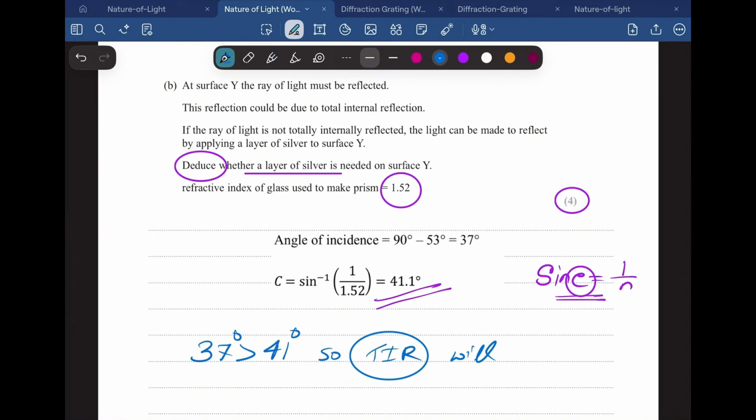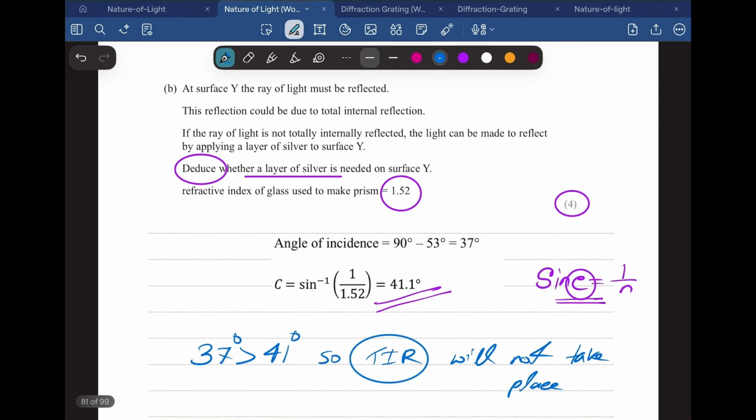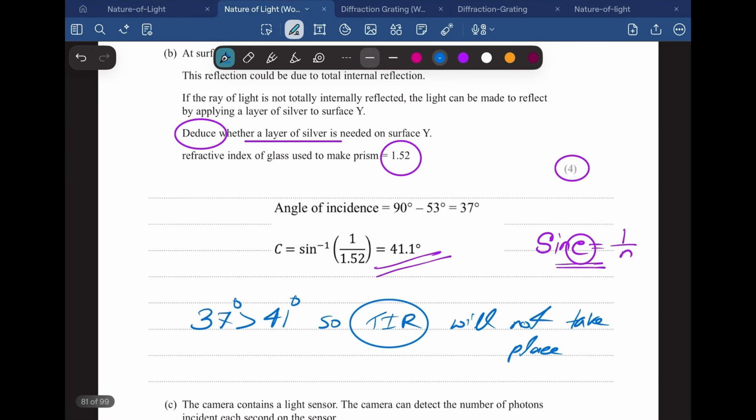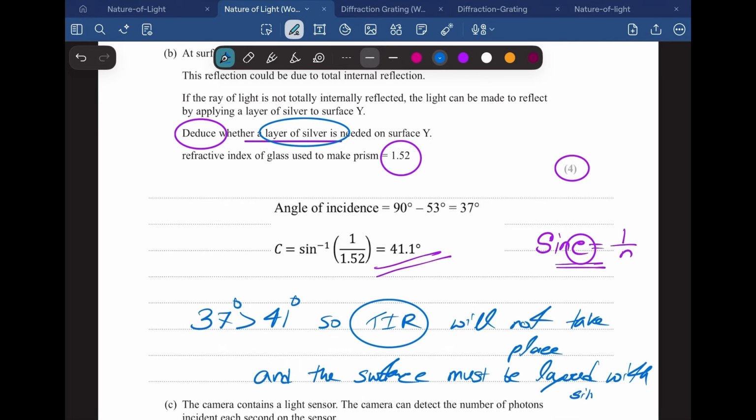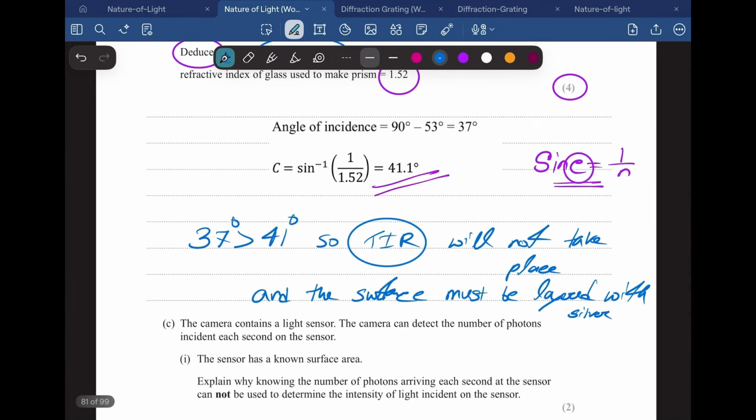Total internal reflection will not take place. Why is total internal reflection not going to take place? Because the angle of incidence is less than the critical angle, whereas the angle of incidence should have been greater than the critical angle, and the surface must be layered with silver, and that is going to give you your full marks.